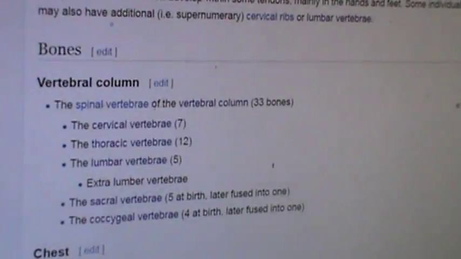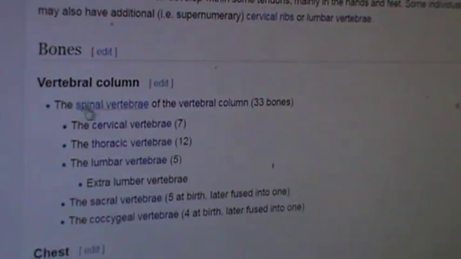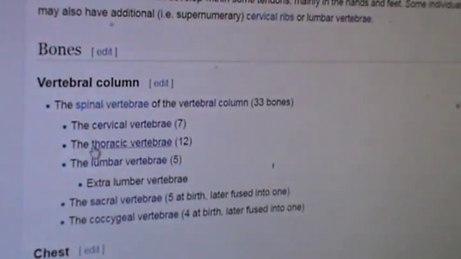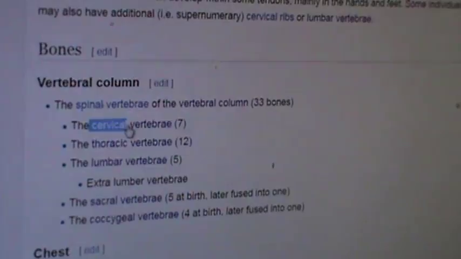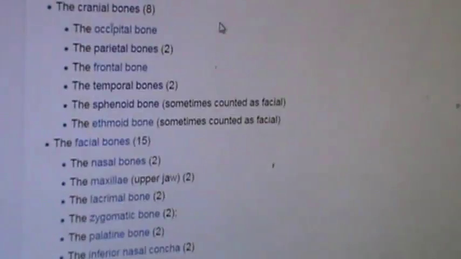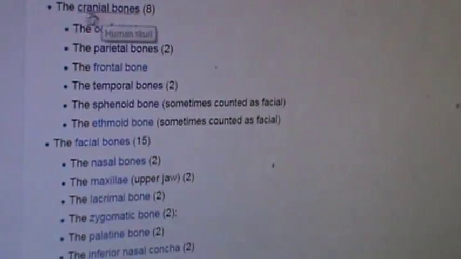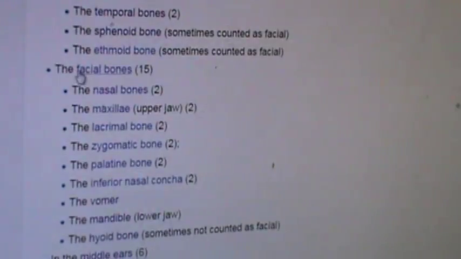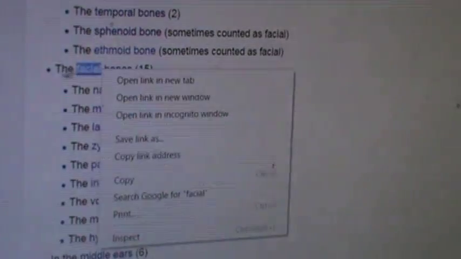Well, maybe I'll just start up here. Go in order, doesn't matter too much. Okay, so cervical, thoracic, lumbar, sacral, coccygeal. Total of 33 bones. Spinal vertebrae, the vertebral column. No, I do actually want to start with the skull, I'm pretty sure. Yeah, we'll start with the skull, at the top. So you have cranial, which equals father, and then facial parallels Jesus. Facial bones, in the middle ears.